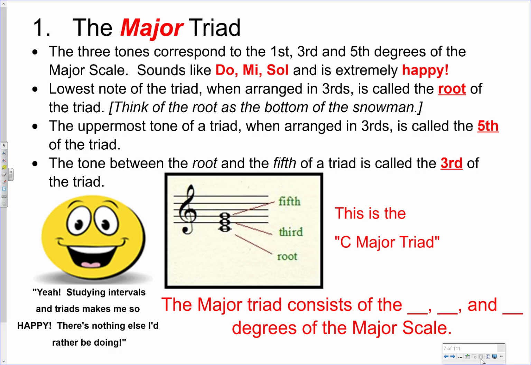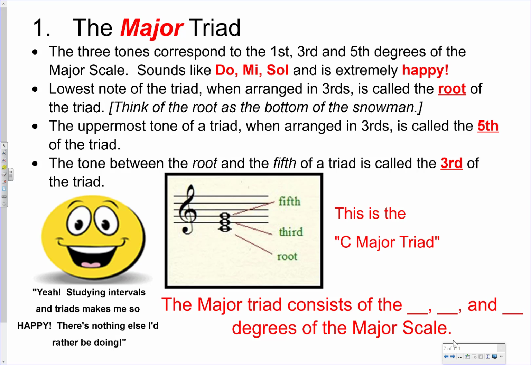So let's talk about the major triad. In the major triad, the 3 tones correspond to the 1st, the 3rd, and the 5th scale degrees of the major scale. In other words, the major triad will sound like Do, Mi, and Sol, and is extremely happy.